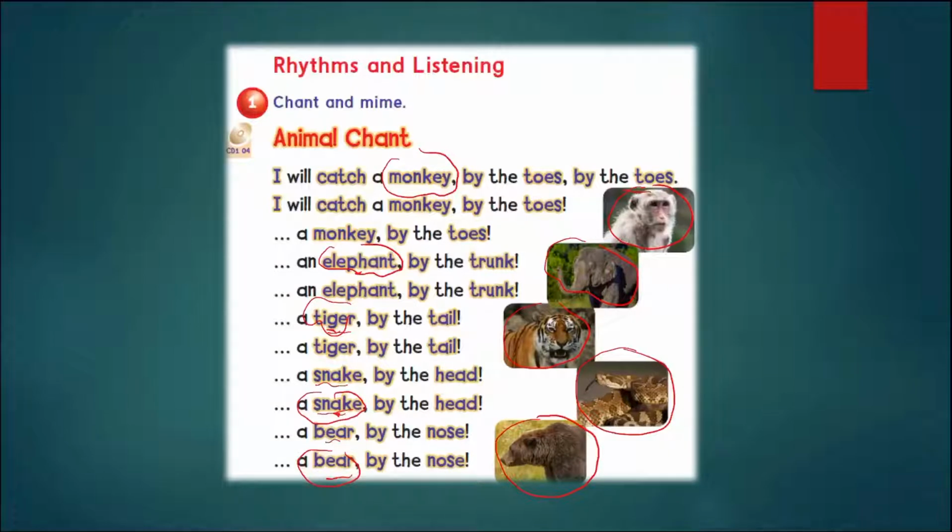Okay, so what about the body parts of these animals? So we're gonna say toes اللي هي أصابع القدم, we call it toes. لكن أصابع اليد بنسميها fingers. Okay, trunk, you know this is the trunk. The trunk اللي هو زلومة الفيل أو خرطوم الفيل بنسميه trunk. Tail اللي هو ذيل الذيل.